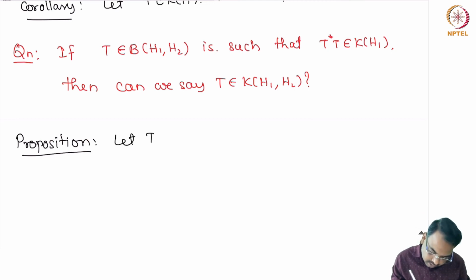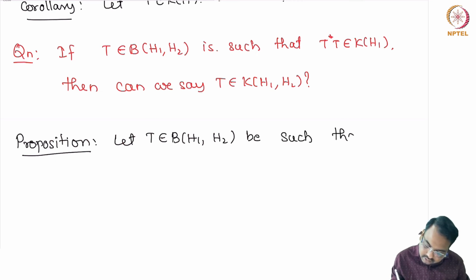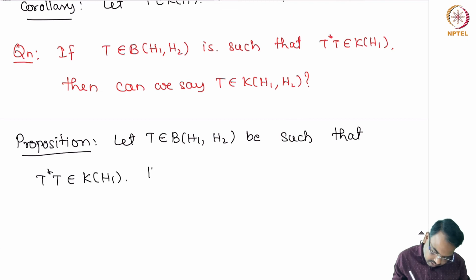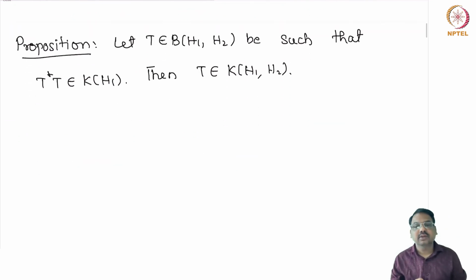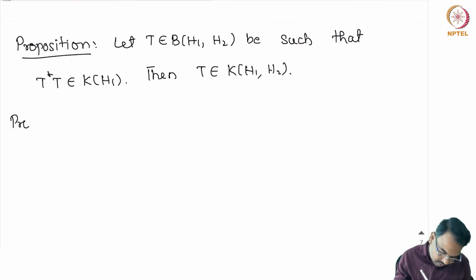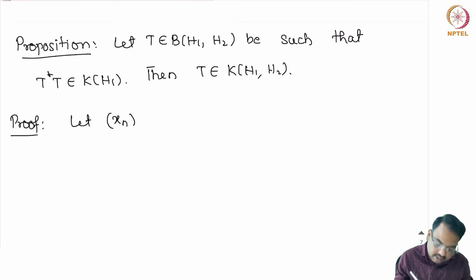Let T be a bounded operator from H1 into H2 be such that T star T is in K of H1, then we can say that T is also compact. Okay, to prove this result, we have to start with a bounded sequence Xn in H1. So proof: let us take a bounded sequence Xn.